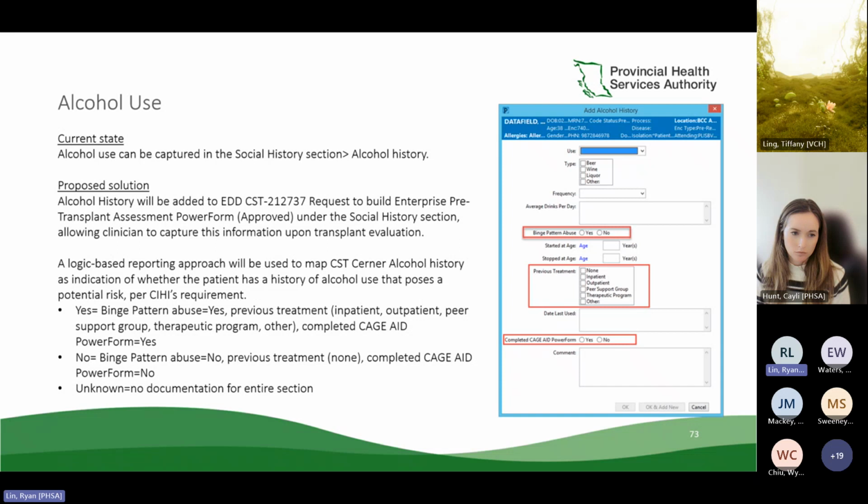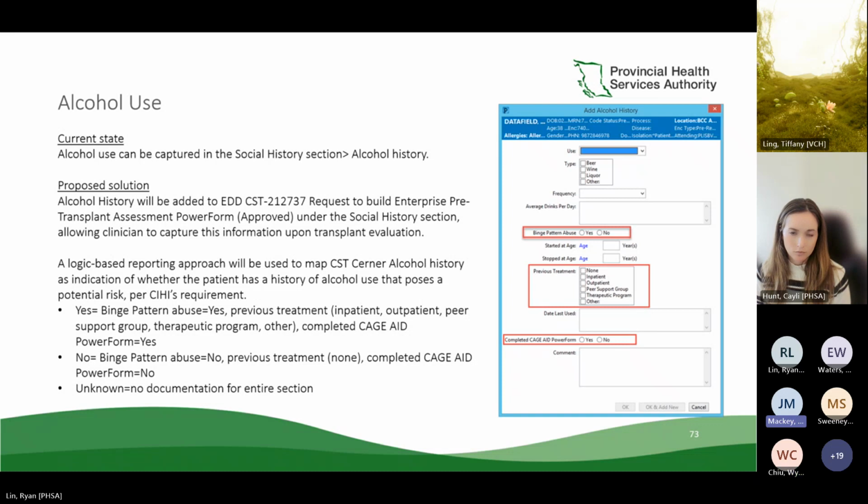No would just be defined as binge pattern abuse selected as no, previous treatment, none, completed cage aid power form equals no. Unknown being no documentation for the section at all. Any concerns, objections, comments? Would this be particularly out of ordinary with regards to the current workflow for documenting this information?